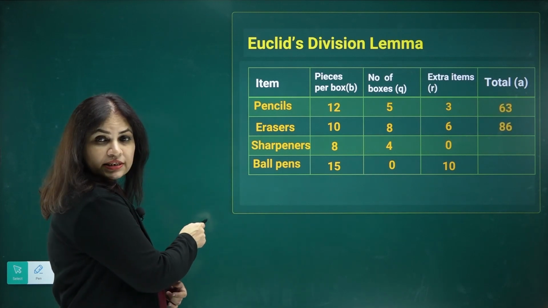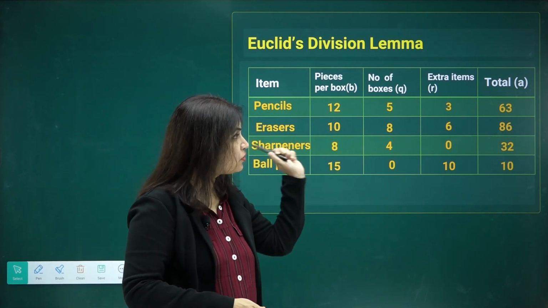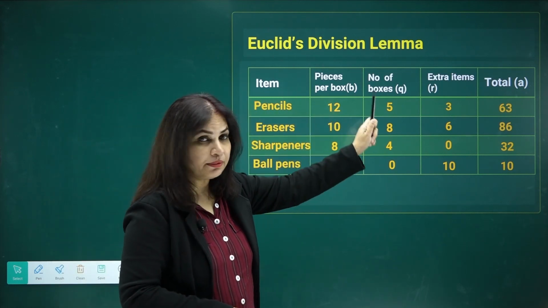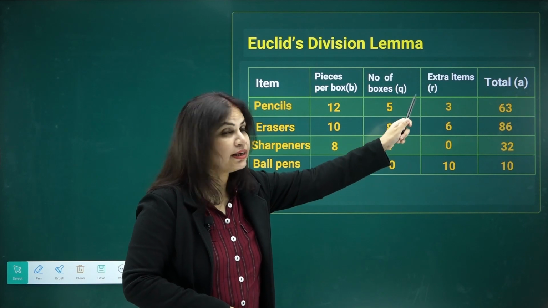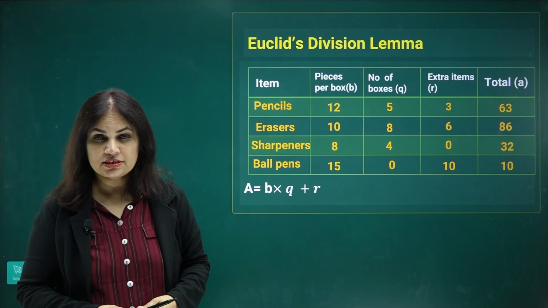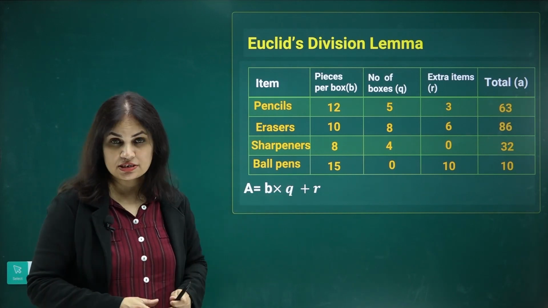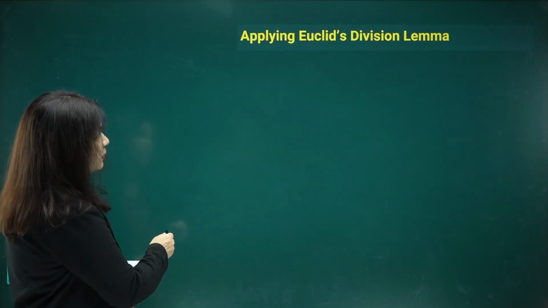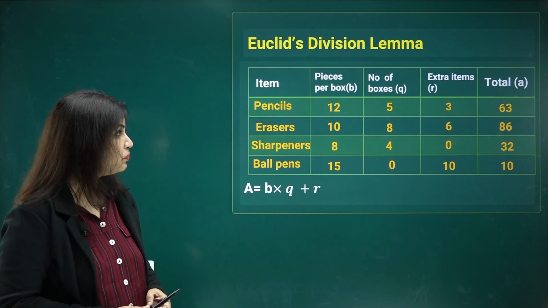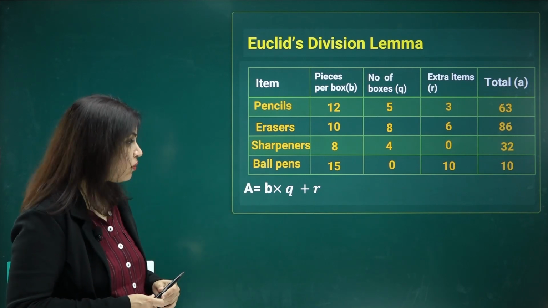So what do we see, how did we get a? In every column and in every row, the same rule has been applied. What is the rule? The first multiplied by the second added to the third is giving me the fourth column. So if I generalize it, I will write a is equal to b into q plus r. So this is my Euclid's division lemma, which is derived like this.